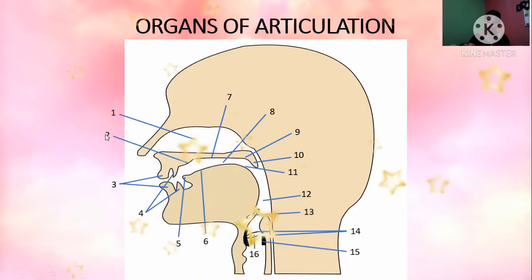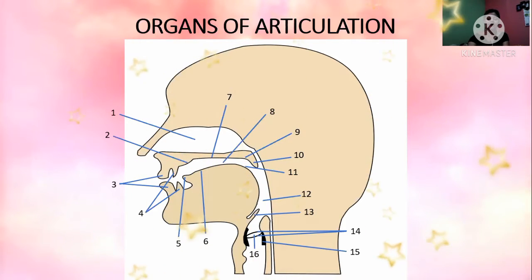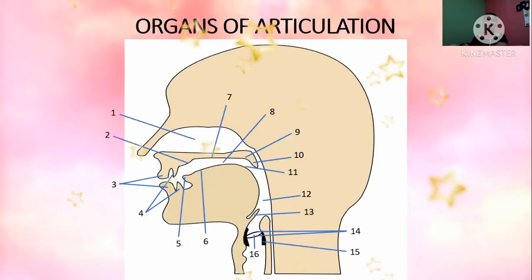In number 2, we have the alveolar ridge. That is the small protuberance just behind the upper front teeth and that can easily be felt with the tongue. An alveolar sound is produced by placing the tongue tip on or just in front of the alveolar ridge.